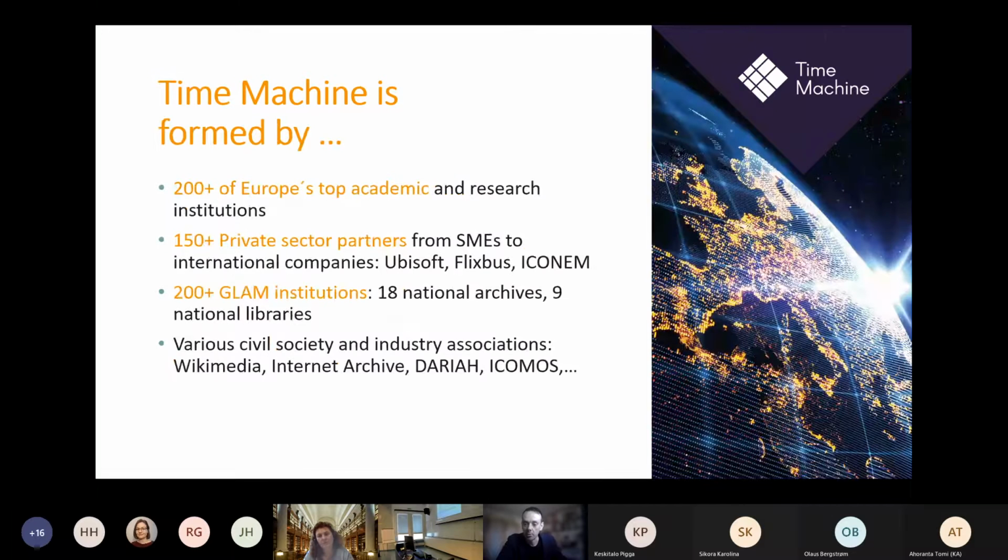Time Machine as an organization is currently formed by 650 member institutions. So you see we have a good balance between academic research partners, private sector companies, but also GLAM institutions, and of course various civil societies.